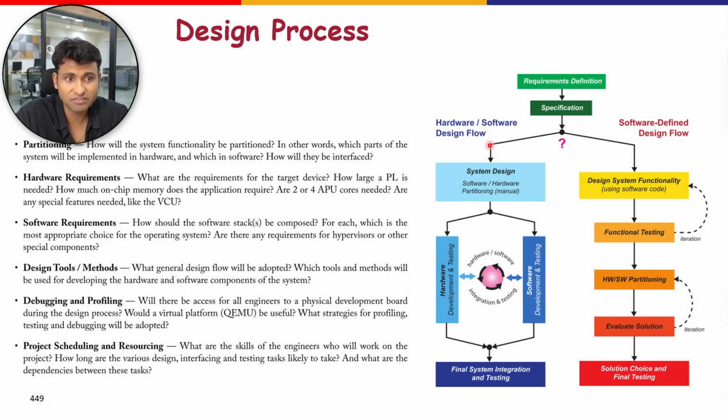So on the left side we have the hardware software design flow. In the traditional approach, the design starts with the system design where software and hardware partitioning is done manually. This stage involves determining which parts of the system will be implemented in software and which in hardware, often based on performance, cost and design constraints.